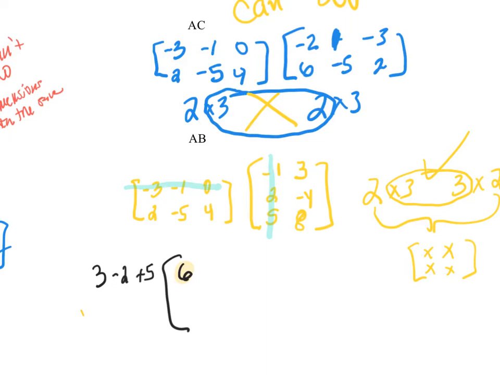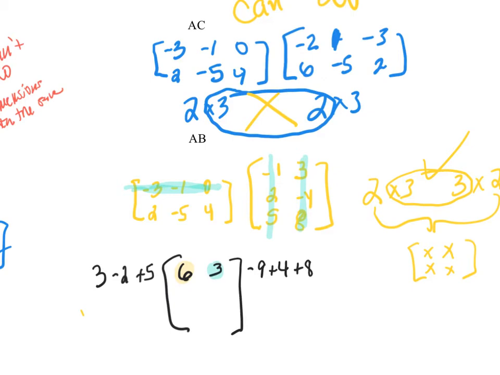Now I'm going to go, same thing. I'm going to say first row, second column. That's going to give me this piece right here. So we have negative 3 times 3, negative 9. Negative 1 times negative 4 is plus 4. 0 times 8, plus 8. So negative 9 plus 4 is negative 5, plus 8 gives me 3.